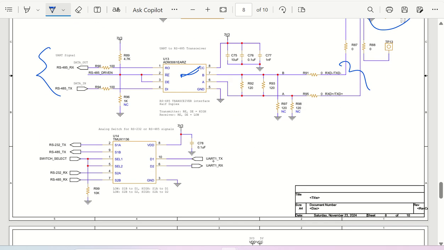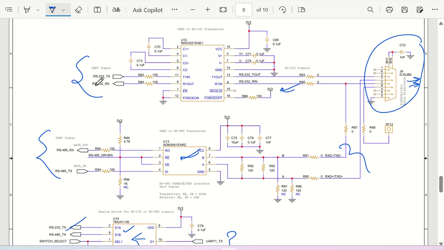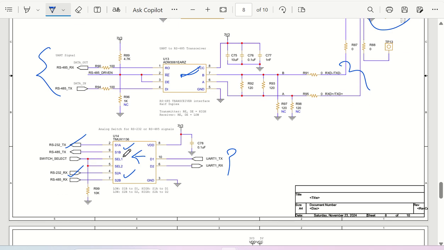So what I have done is this UART signal goes through an analog switch, and this analog switch will be selecting either S1A and S2A, or S1B and S2B. So S1A and S2A will be selecting the RS232 signal, which is going to go to these two. Similar to that, it will be selecting S1B and S2B, and in that case it will be selecting RS485 TX and RX. So this is how this will be selected. Okay.